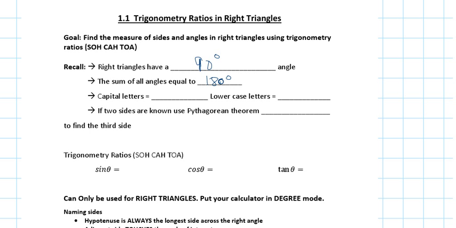Capital letters equal angles, and lowercase letters equal sides. If two sides are known, use the Pythagorean theorem to solve for the third side. To find the third side that's written, but what's the Pythagorean theorem?